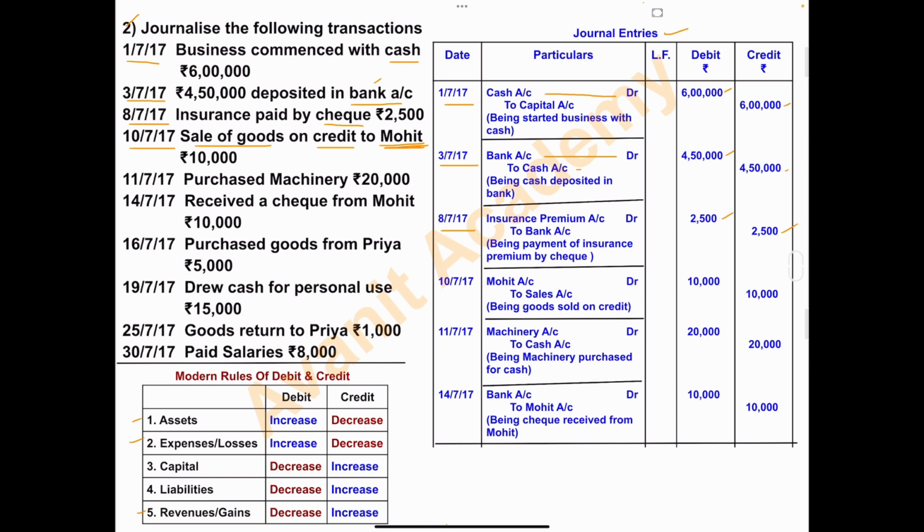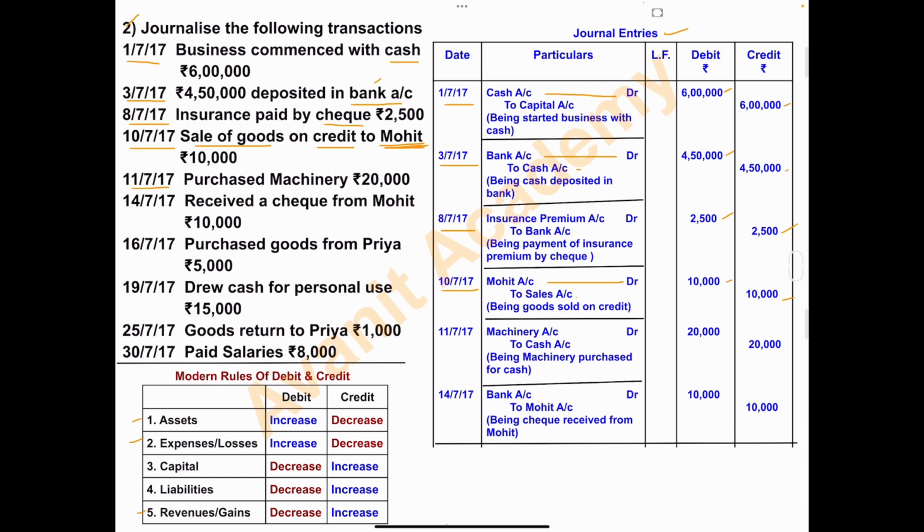So we'll pass the entries. Write the date 10th July 2017. Mohit's account debtor to sales account. And write the amount debit 10,000, credit 10,000. And the narration is being goods sold on credit. Let's see the next entry.